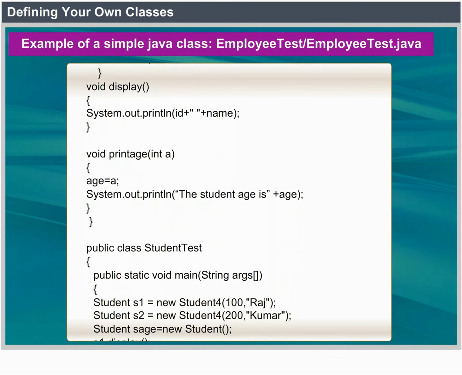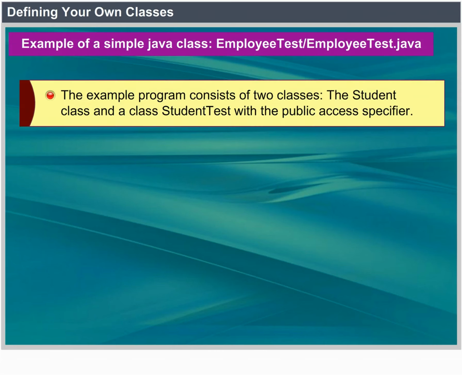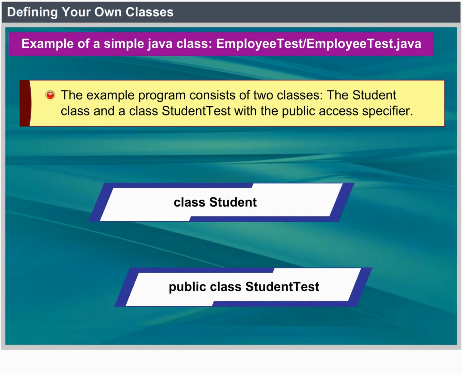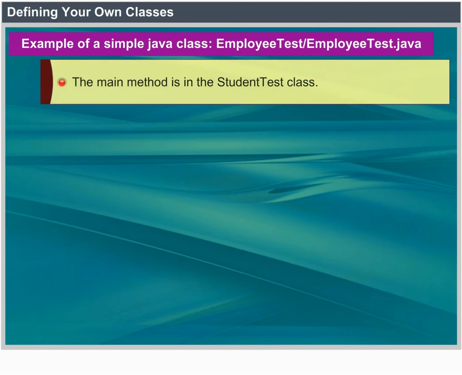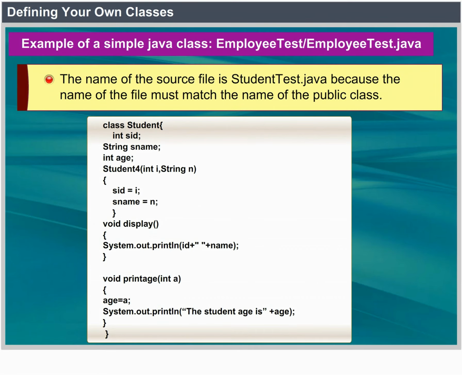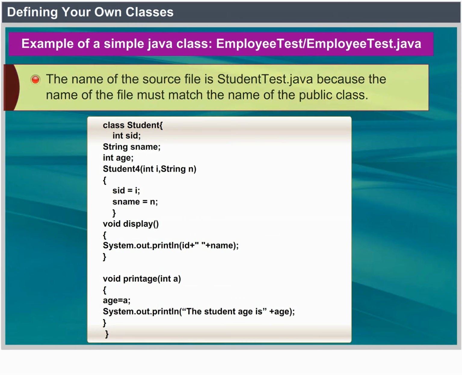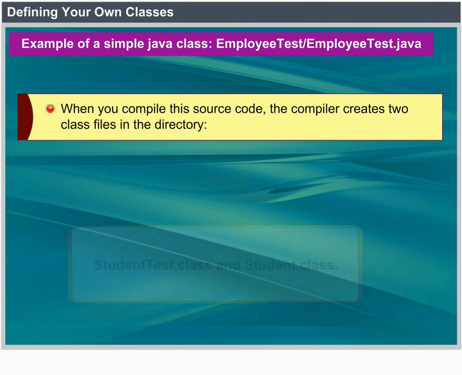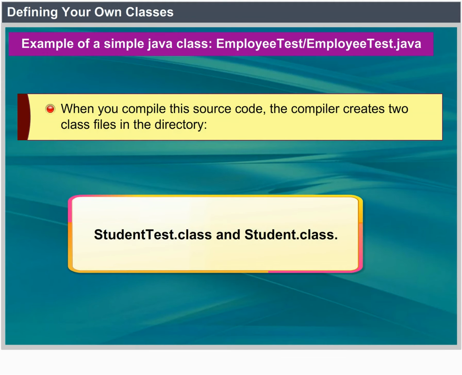Example of a simple Java class, Student_Test.java. The example program consists of two classes, the Student class and a class Student_Test with a public access specifier. The main method is in the Student_Test class. The name of the source file is Student_Test.java because the name of the file must match the name of the public class. You can have only one public class in a source file, but you can have any number of non-public classes. When you compile this source code, the compiler creates two class files in the directory, Student_Test.class and Student.class.